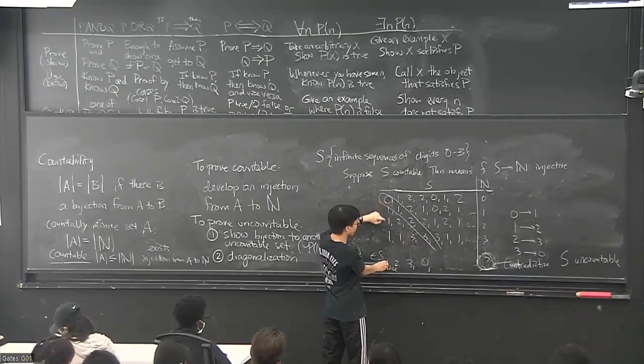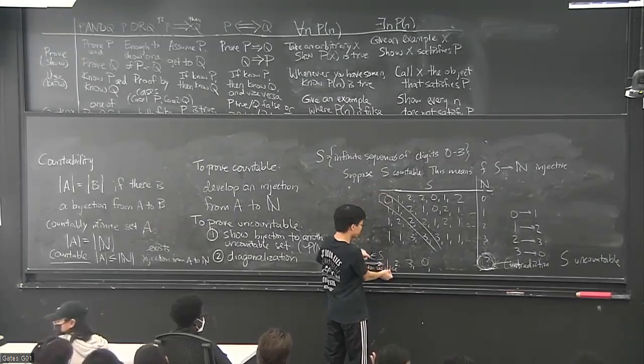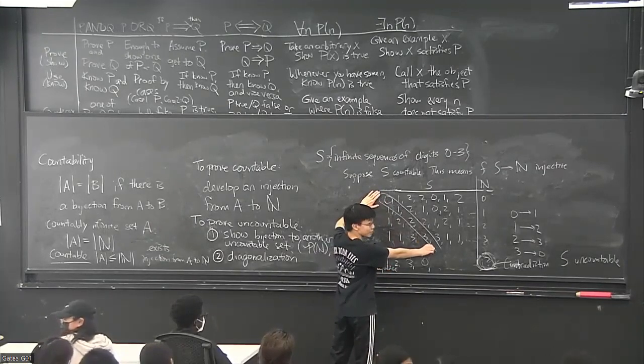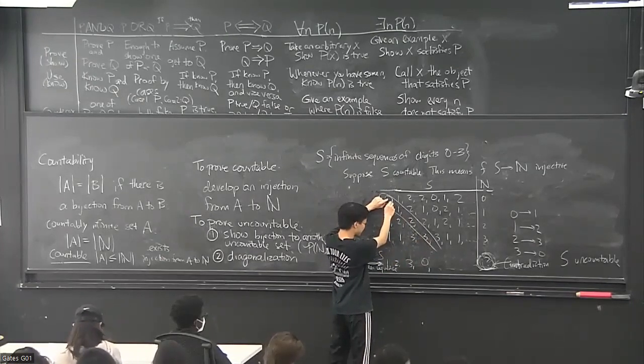I make this one a one. Yeah, I don't really get that. Okay, so for the forbidden sequence, I look at this diagonal. I read a zero. If I read a zero, my forbidden sequence gets a one.